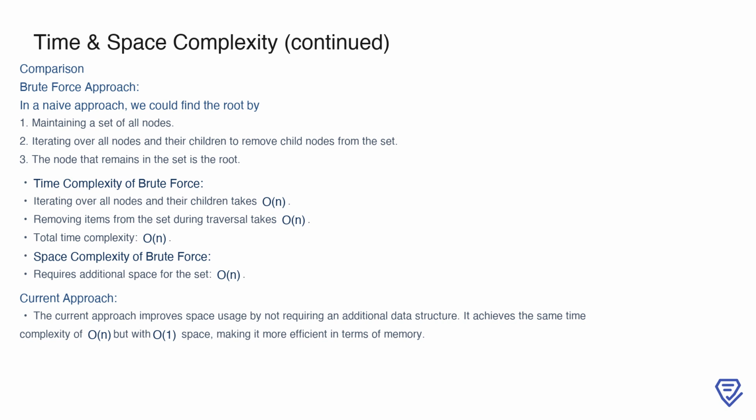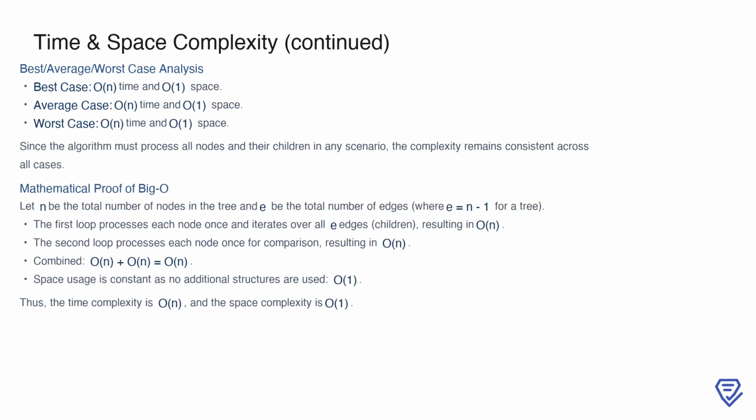In contrast, the current approach achieves the same time complexity of O(n), but it is much more space efficient with a constant space complexity of O(1). This makes our approach preferable, especially for scenarios where memory usage is a concern. Finally, let's analyze the best, average, and worst-case scenarios for this algorithm. Regardless of the structure of the tree or the distribution of its nodes, the algorithm must process all nodes and their children. This means the time complexity remains O(n), and the space complexity stays at O(1) for all cases.